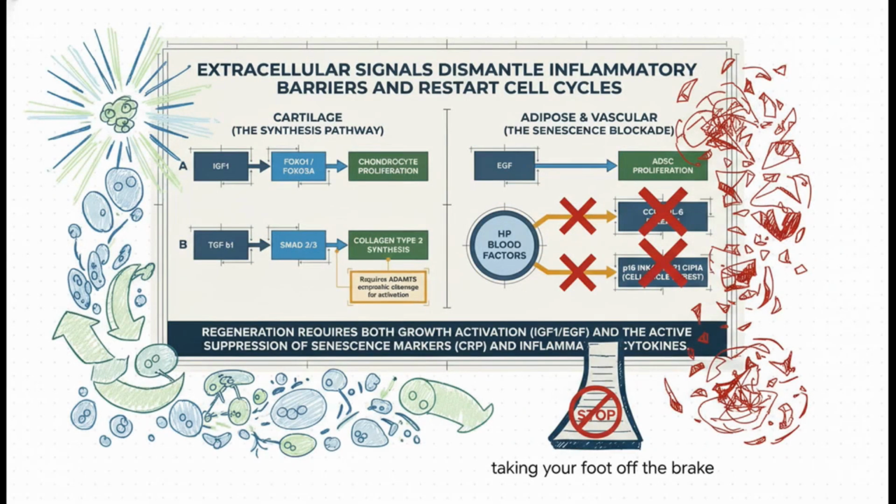Now, repairing cartilage or vascular tissue. That also requires 2 things happening at once. First, you need growth activation, like IGF-1 triggering cell proliferation for cartilage. But second, and honestly just as importantly, these specific blood factors actively block the release of inflammatory cytokines, and they suppress the markers that cause cell cycle arrest. Think of it like a roadblock. You literally have to dismantle these senescence barriers before the cells can even think about restarting their growth cycles.